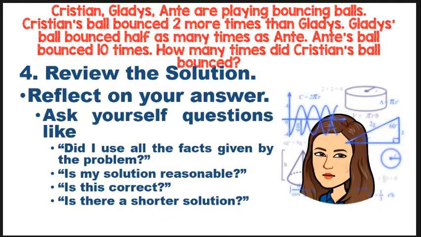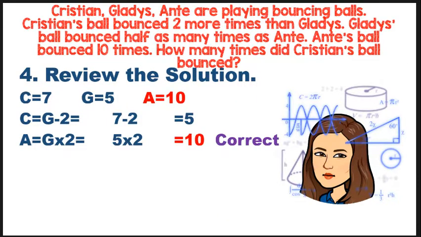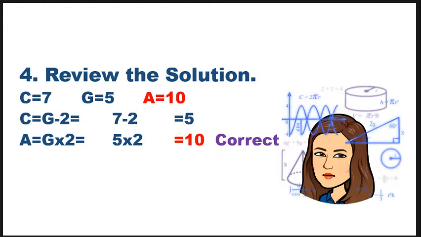So for the last step, review the solution. For quantitative questions such as this, those involving numbers, you can also perform checking using the values. So start with this number, our final answer, C is equal to 7.